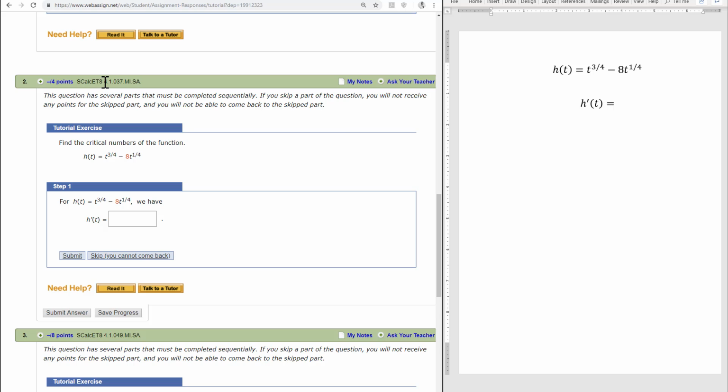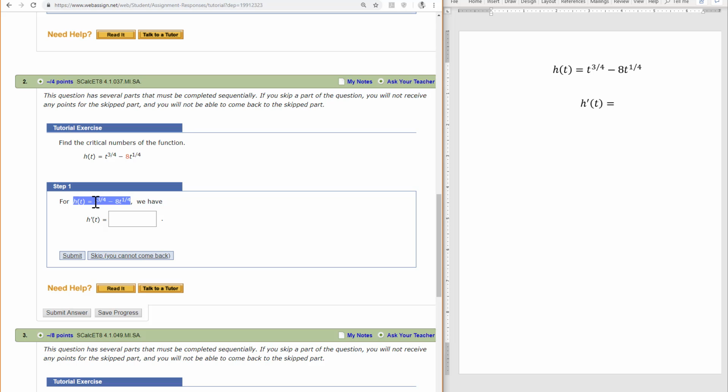This is a lab problem from section 4.1. They want us to find the critical numbers of the function, and our function is going to be t raised to the 3/4 power minus 8t to the 1/4 power. So if we were looking for the critical numbers for this function, what we want to do is take the derivative and find when the derivative is either equal to 0 or undefined.